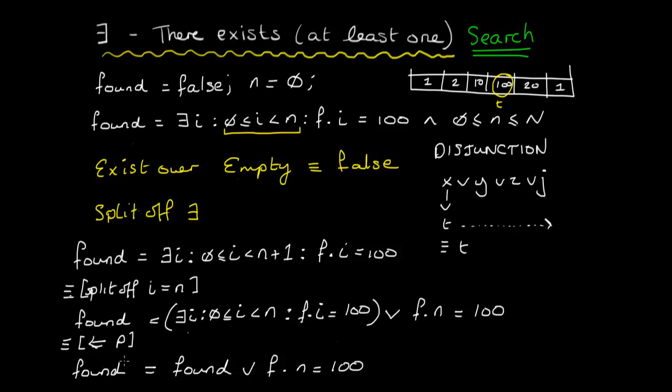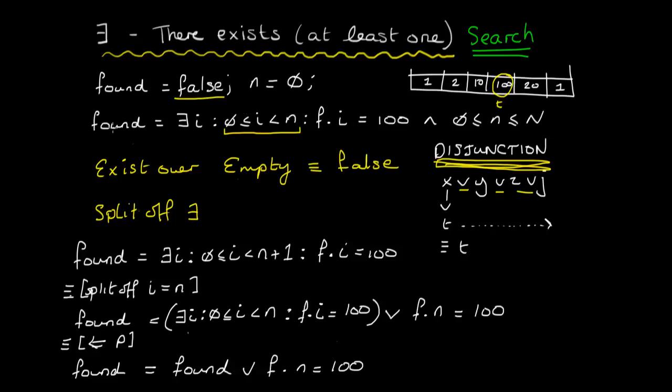Found will originally be false. As soon as we come across an f.n that's equal to 100, found will become true and will remain true for the remainder of the processing. So when we look at the exists operator, again, what are the important things to remember? Well, it gives you a disjunction, so you must immediately think of OR. The other thing to remember is that over an empty range, you're going to start off with a false.